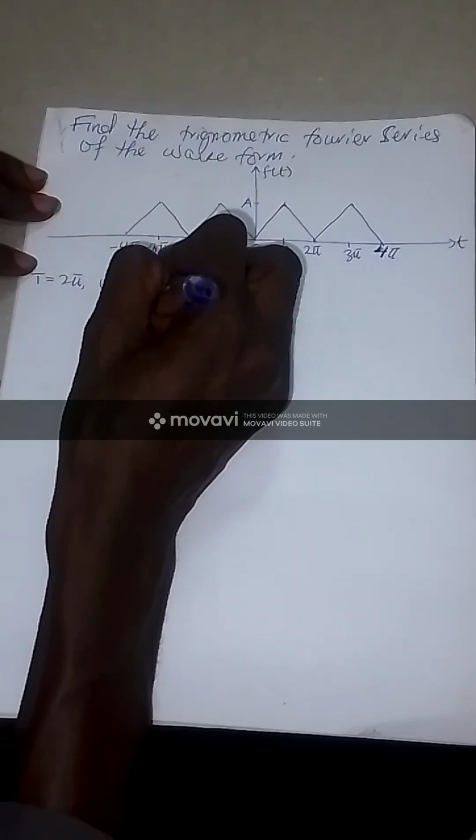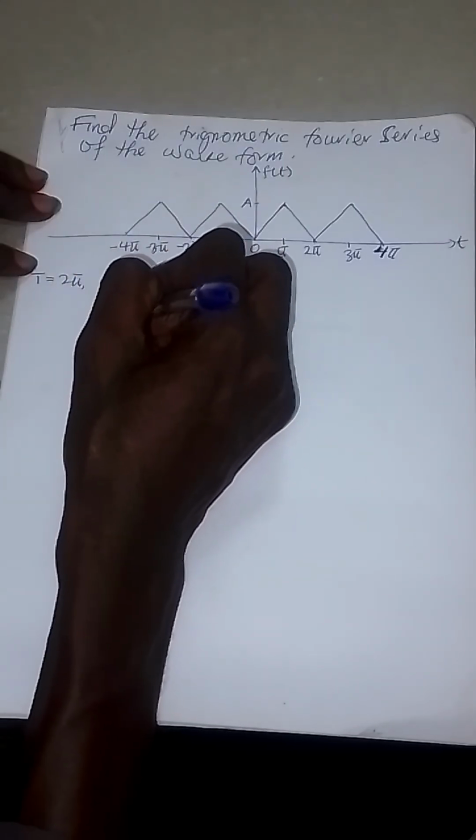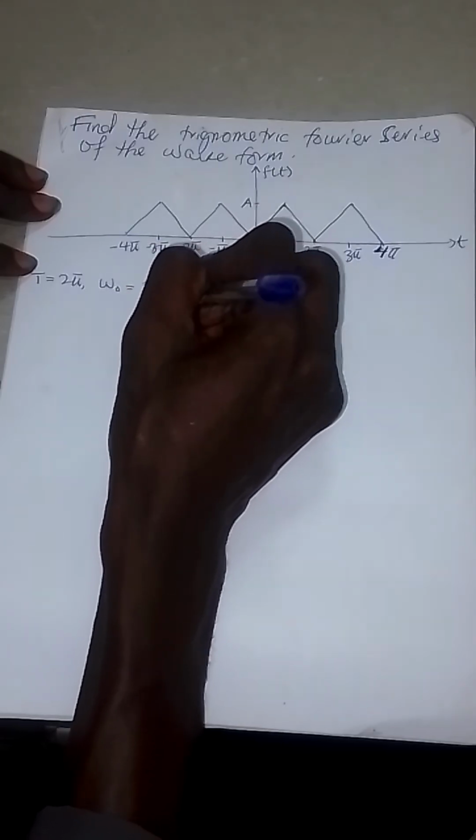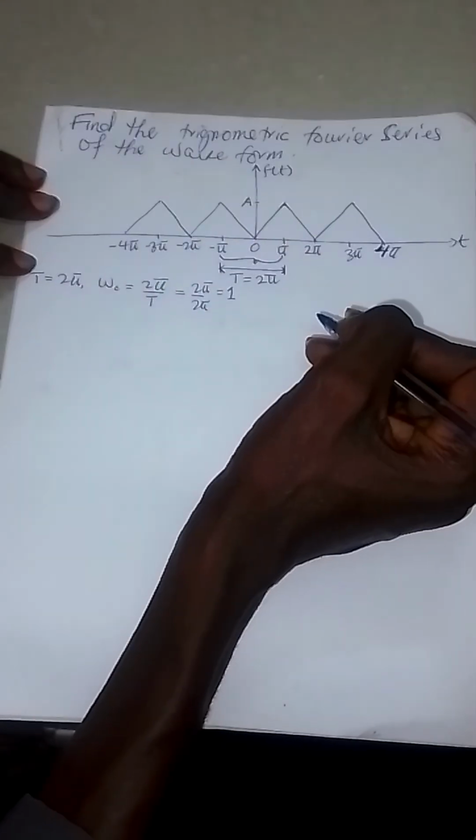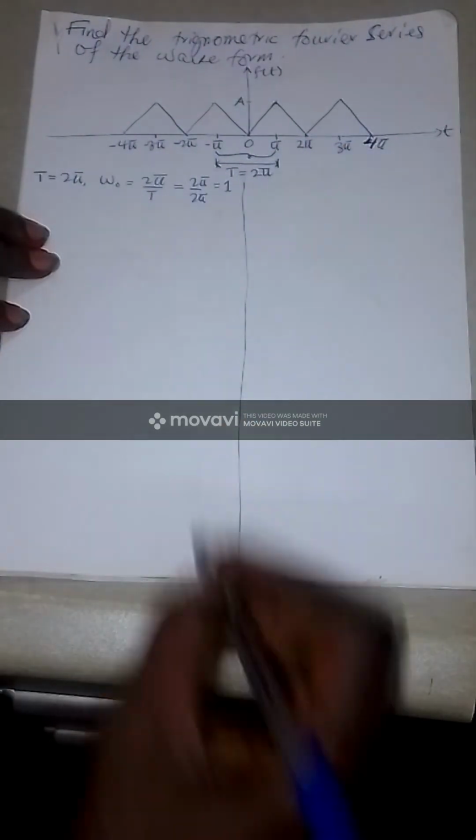I also know that the frequency omega naught is 2 pi over the period, which is T. So omega naught is equal to 2 pi over 2 pi, which is equal to 1. For the sake of space, let me divide my sheet into 2.